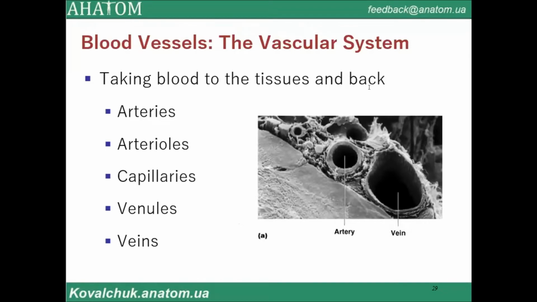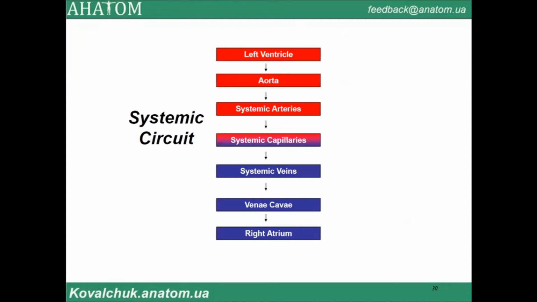Blood vessels here in this section, yes, taking blood to the tissue and back. Five main structures in the systemic circuit: first the left ventricle, with the aorta starting from the left ventricle. Next, systemic arteries, systemic capillaries, systemic veins, vena cava, and right atrium. Some control work in a practical lesson on this topic may be presented.